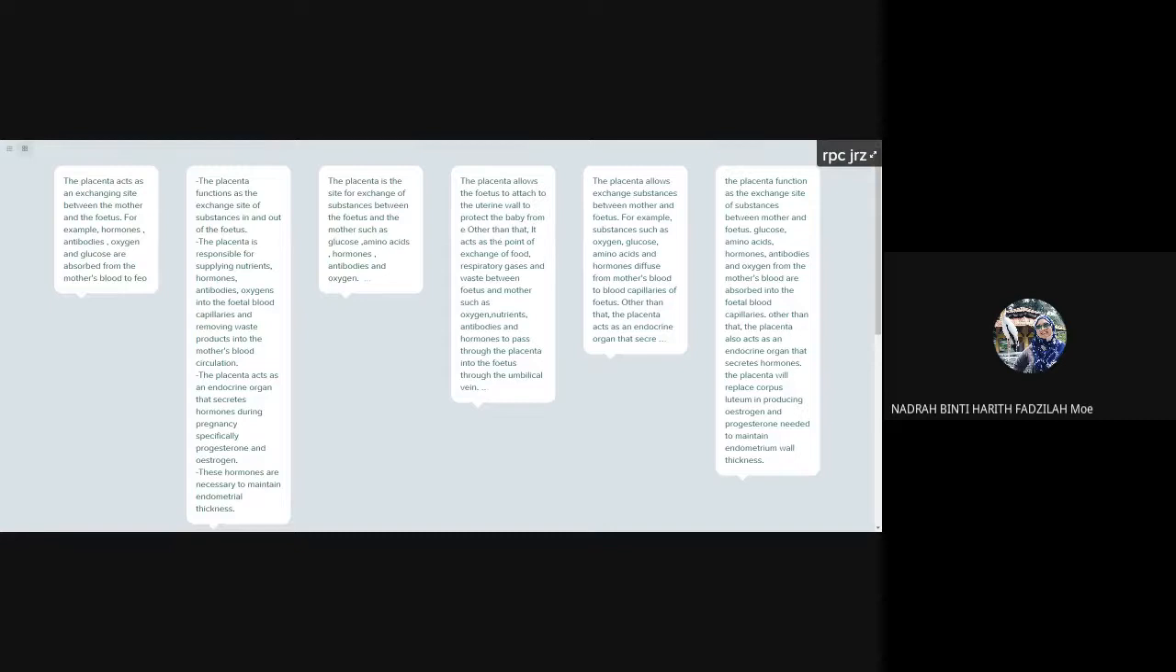Separate the circulatory system of mother and fetus, boleh. Separate the blood circulatory system of mother and fetus, boleh. Dia punya explanation dia sama ya. Enable exchange, bukan. Dia punya explanation ialah to prevent damage of fetal circulatory system. Boleh. Okay.